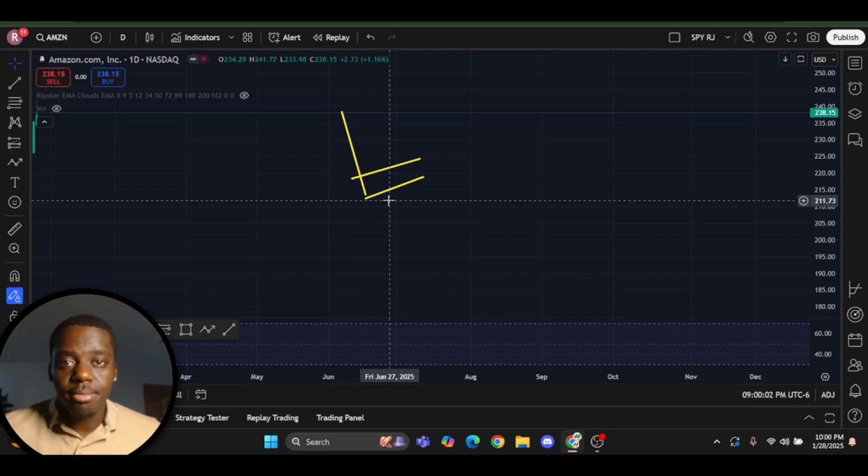Okay, in the same way, same rules apply for the bear flag. You really only want to take the bear flags when the overall market is also bearish. When you take these continuation patterns and the overall market, SPY and QQQ, are going the opposite way, that is going to lead to fake outs.